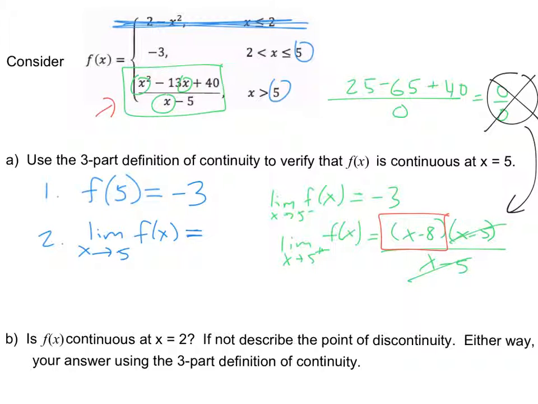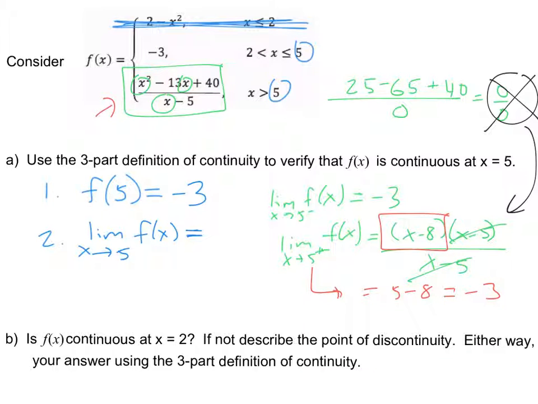I don't care about when x is equal to 5, because a limit only cares about what's happening around the point, not at the point. So for all practical purposes, for a limit problem, I can use my simplified function, which now allows me to just plug in my 5 and get 5 minus 8, which is negative 3.